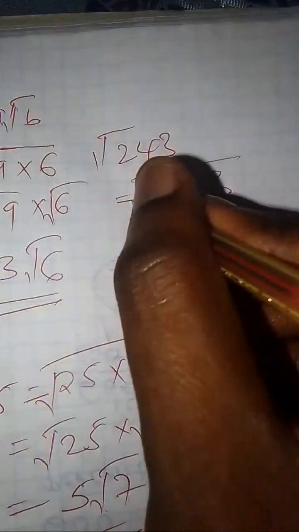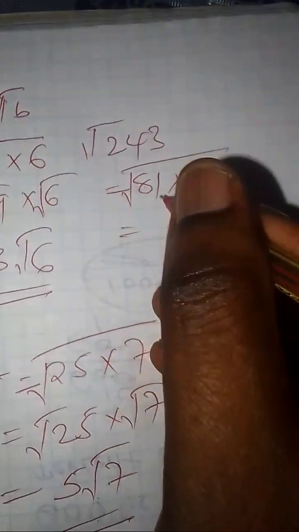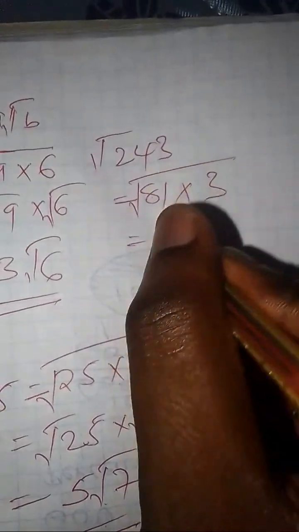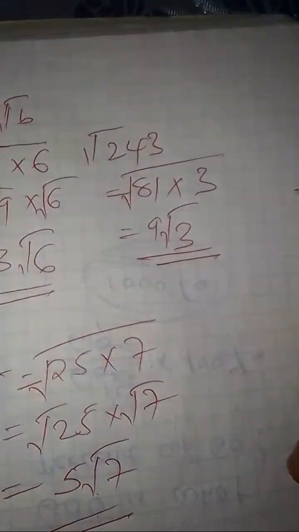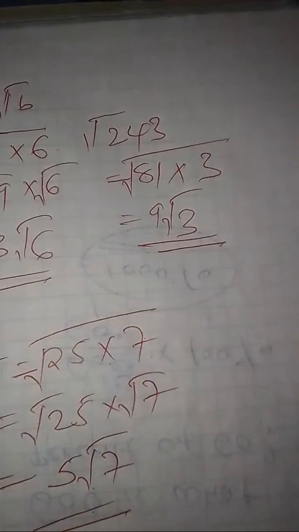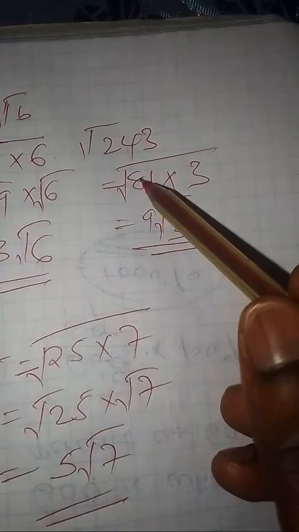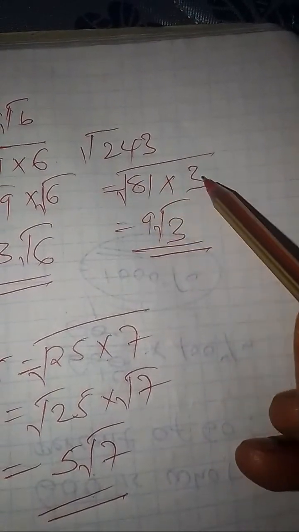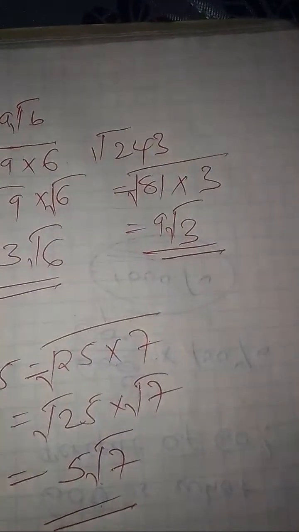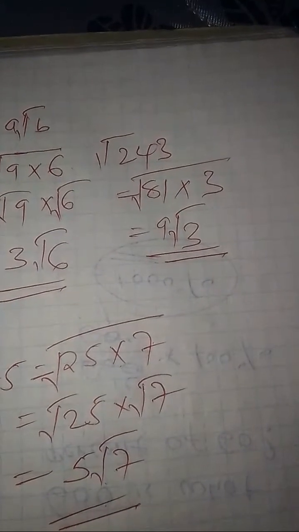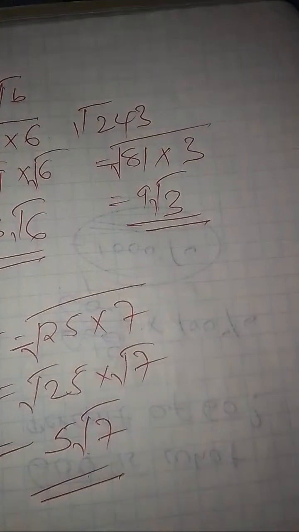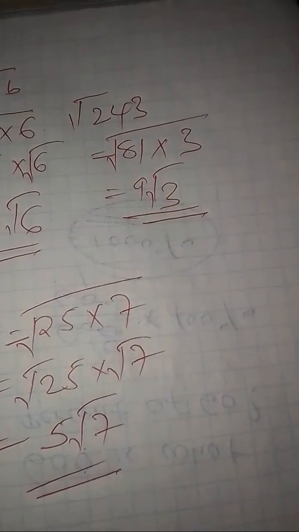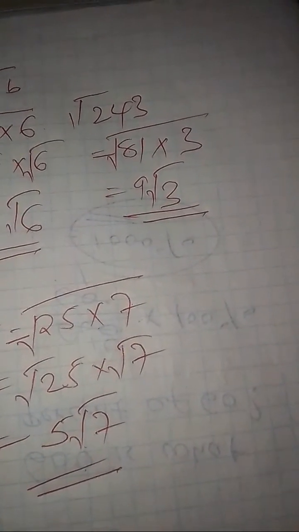So we put all those ones into the root. So root 81 is 9, so we shall have 9 root 3. So that one now becomes our answer. So root 243 is 81 multiplied by 3. So we shall have 9 root 3 as our only answer.